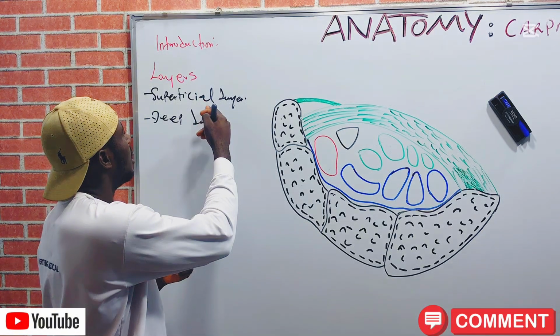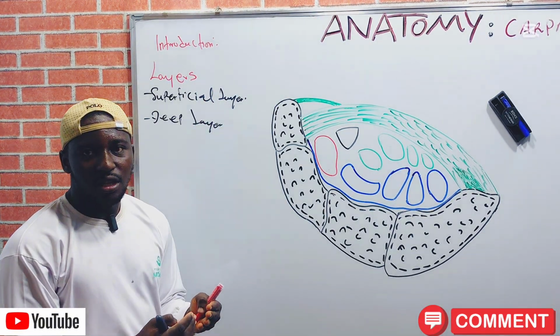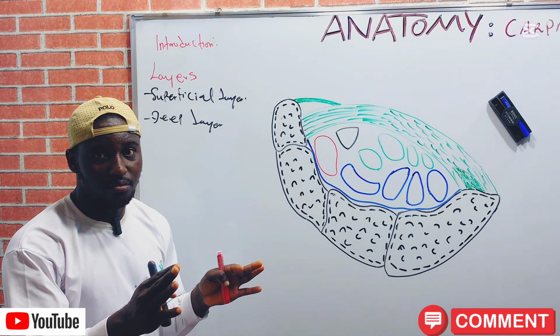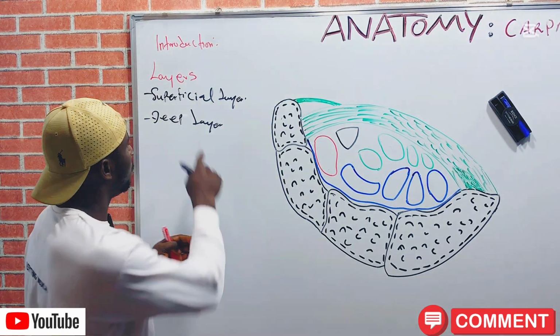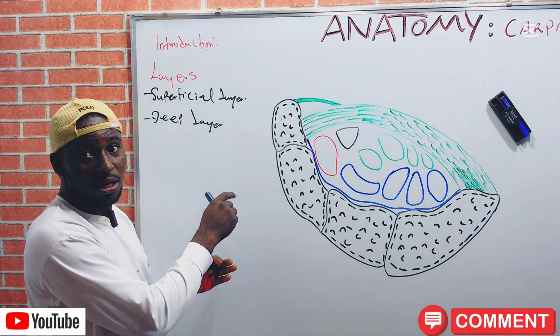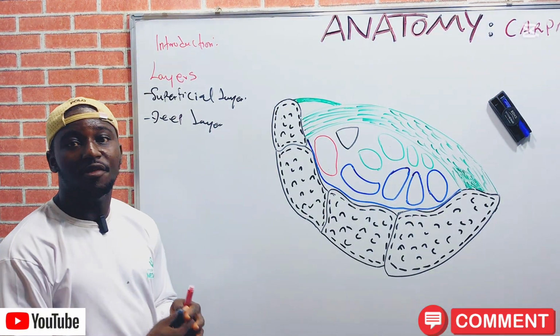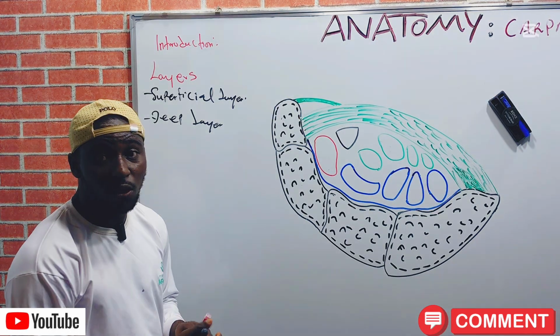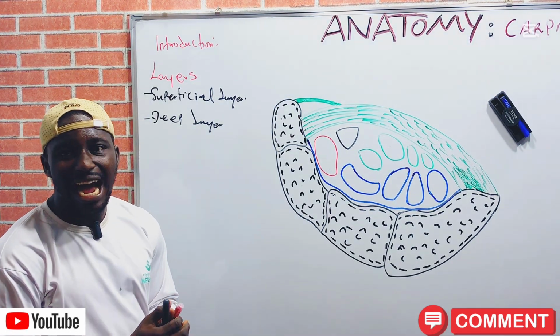Now let's start with the superficial layer. The carpal tunnel is formed by two layers, which I've said previously: the superficial layer and the deep layer. It is formed superficially by the flexor retinaculum, and deeply by the carpal arch.